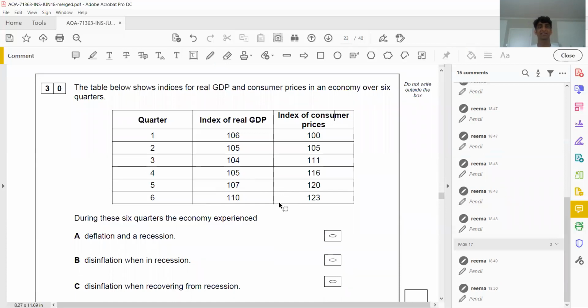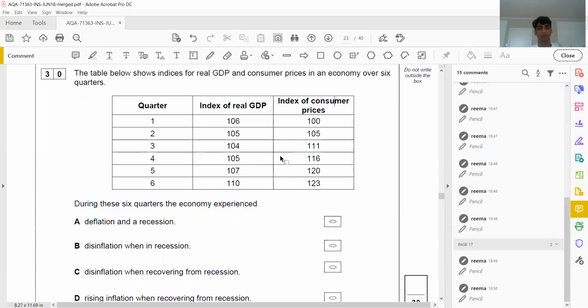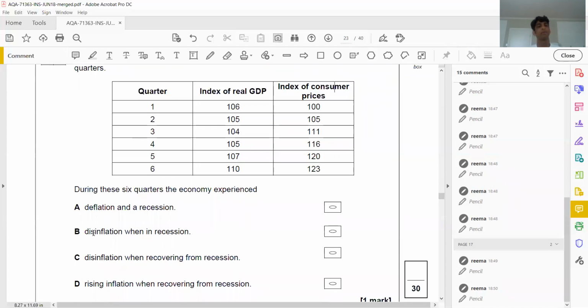So which of these choices satisfies what we have seen from the data? So start off with choice A, deflation and a recession. No, because there was no deflation, so we can rule that out. B, disinflation when in recession. So what that means is during quarters 2 and 3, when we had a recession, did we have disinflation? And the answer is no. What we found was that, in fact, inflation had risen. It was 5% in quarter 2 and about 5.5% in quarter 3. So we can rule out A and B as a result.